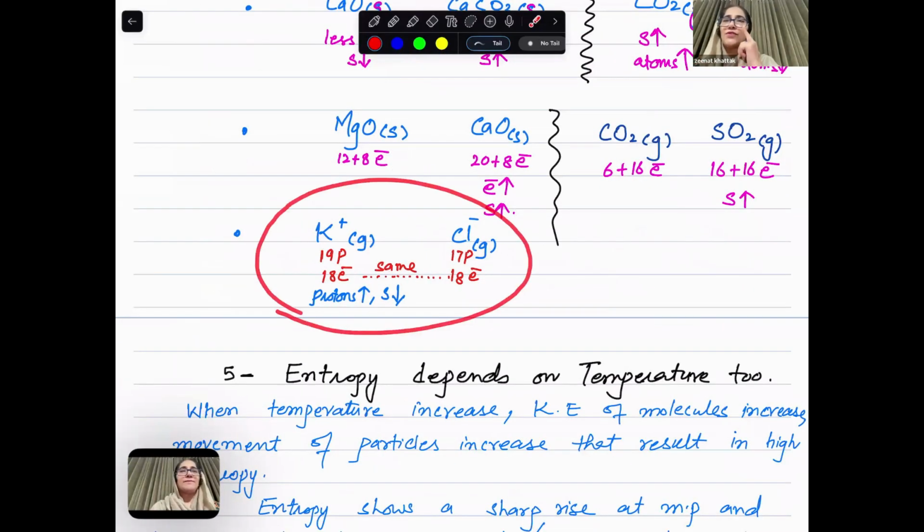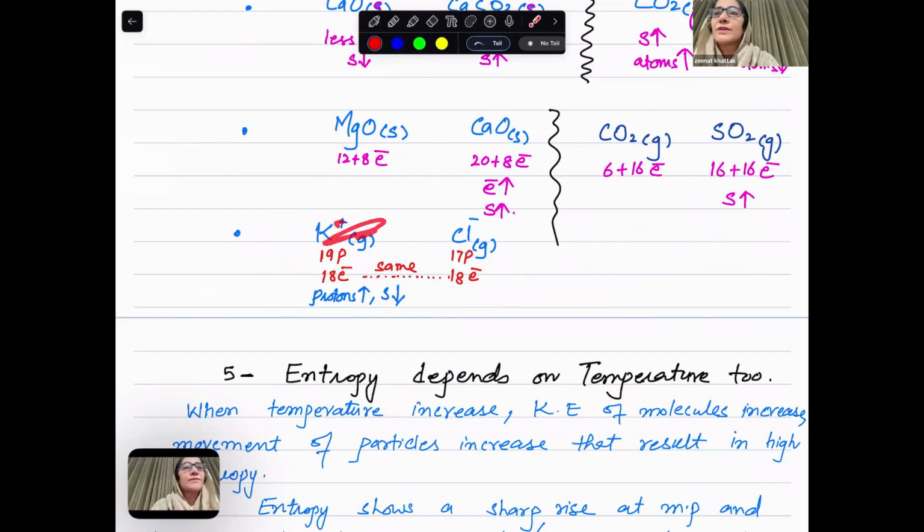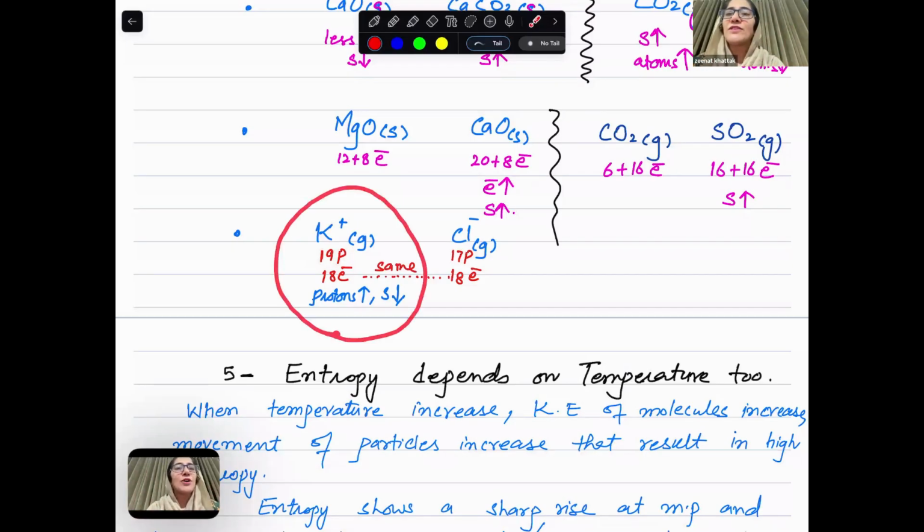If you see potassium ion and chloride ion, both are one particle, both are gases, and both have 18 electrons, the same. Now what is the deciding factor? Proton. For the same electrons, the one which has more protons holds the electrons more, the particles are not that freely moving, so the protons are more, the disorder is less.